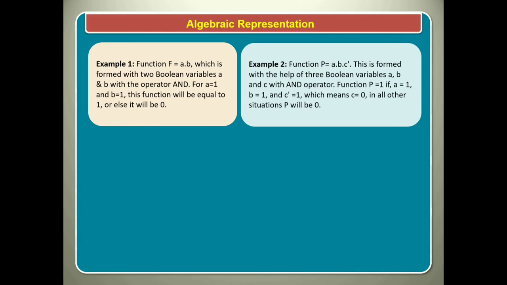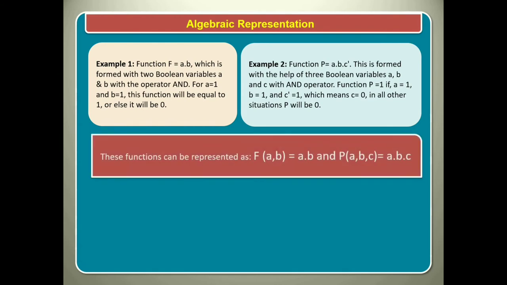This is formed with the help of three Boolean variables a, b, and c with the AND operator. This function p will be equal to 1 if a is equal to 1, b is equal to 1, and the complement of c is equal to 1, which means c is equal to 0. In all other situations, p will be 0. We can also represent these functions as shown here on the screen.